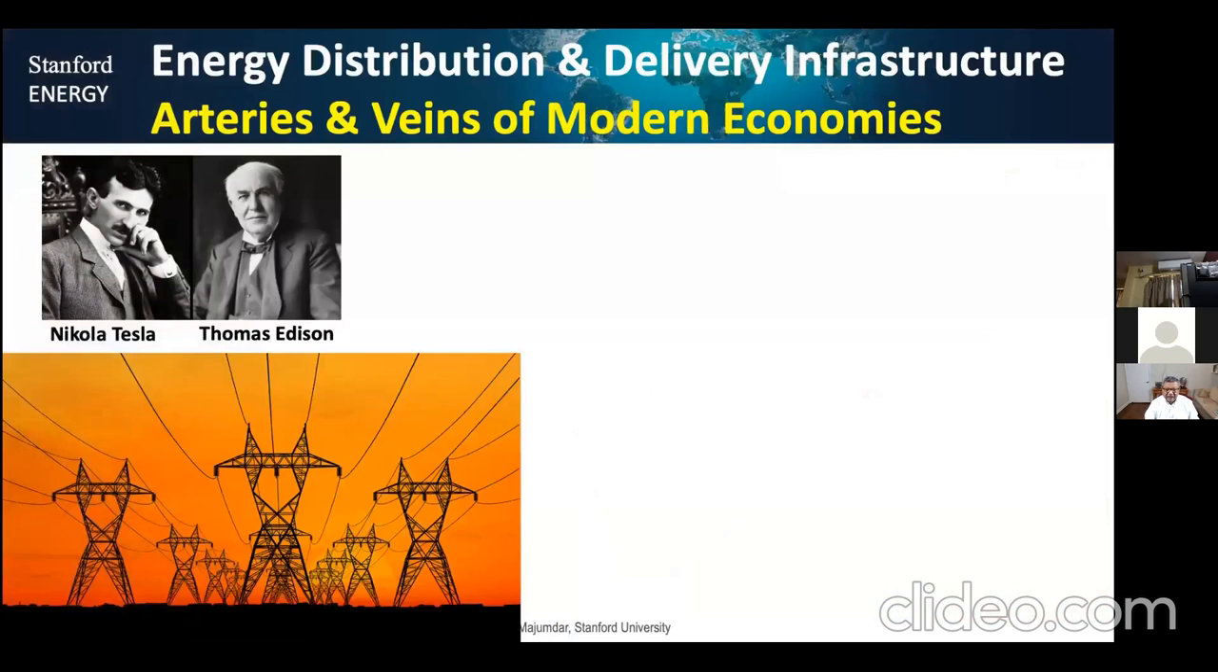So the energy, and by the way, all of this has to do with energy. If you look at any modern economy, the arteries and veins are the transmission of electricity. The architecture that we follow today is still the Tesla-Edison architecture of transmission system at high voltage, distribution system at medium voltage, and our homes at low voltage. That architecture is still the same. The devices, of course, are newer, but the architecture is still the same.